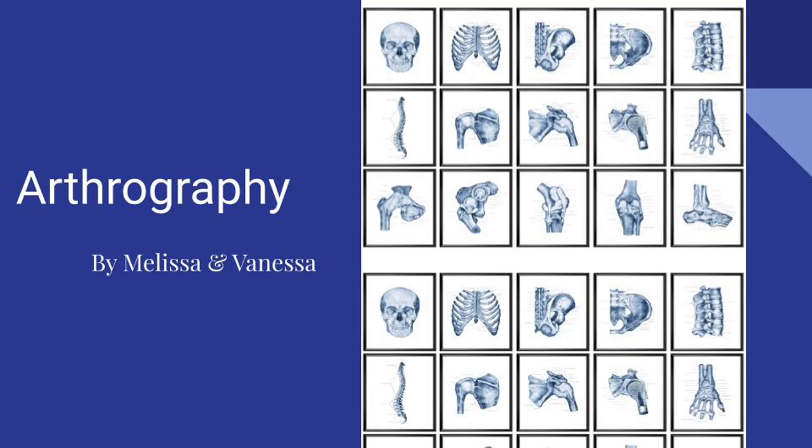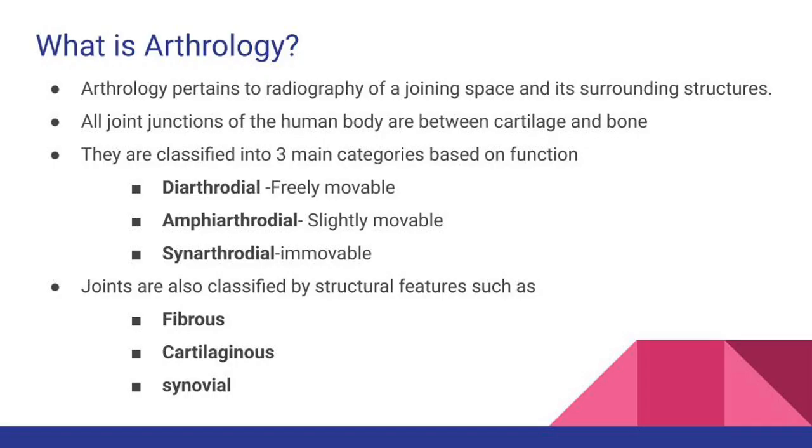Before we talk about arthrography, we wanted to talk about what arthrology is. Arthrology pertains to radiography of a joint space and its surrounding structures. All joint junctions of the human body are between cartilage and bone, and they are classified into three main categories based on their function: diarthrodial, freely movable; amphiarthrodial, slightly movable; synarthrodial, immovable. They are also classified by structural features such as fibrous, cartilaginous, and synovial.